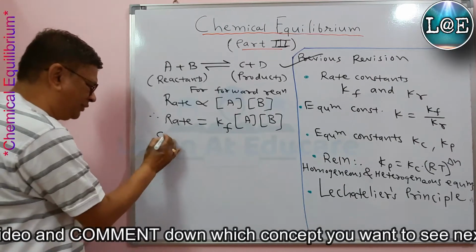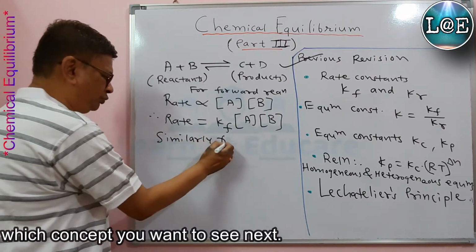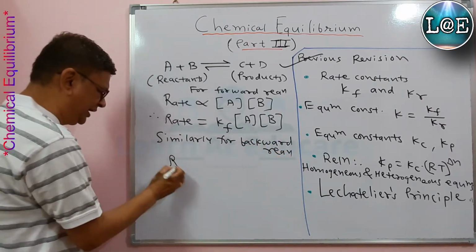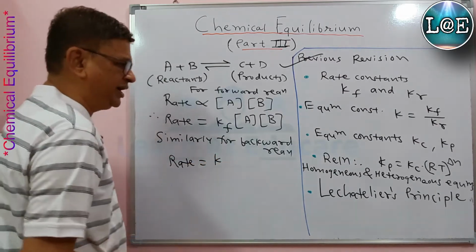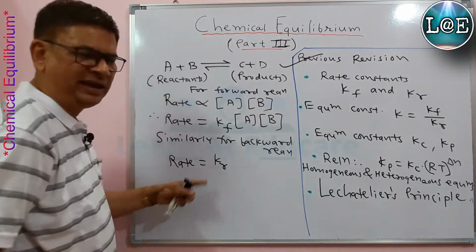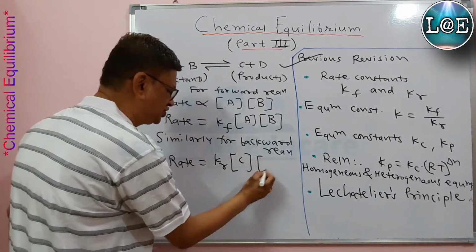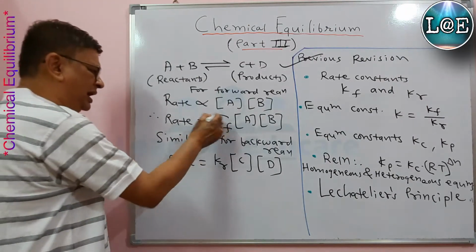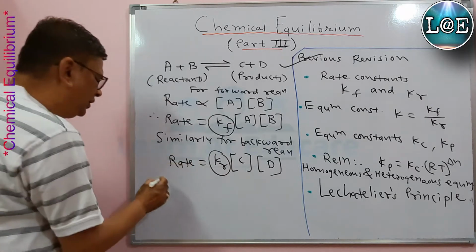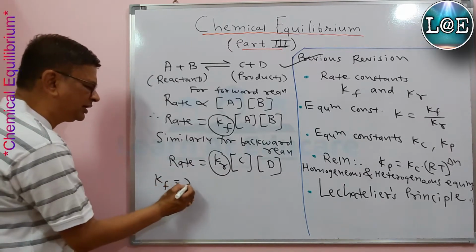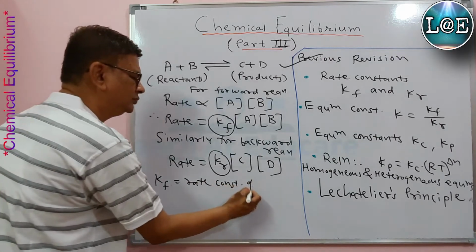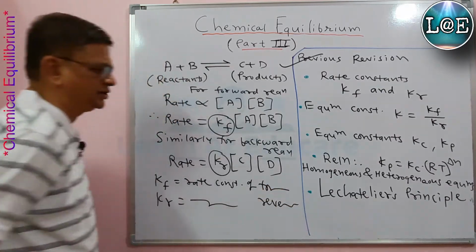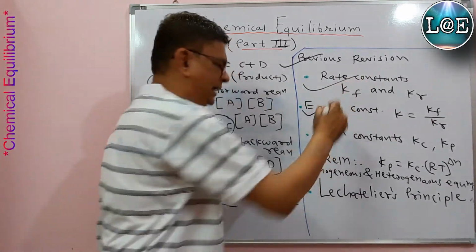Now similarly for the backward or reverse reaction, suppose that the rate constant is denoted by Kr. For the backward reaction, C and D are the reactants, and the rate will be something like this. So these two are the rate constants. Kf is the rate constant of the forward reaction and Kr is the rate constant of the reverse reaction. So that is about the rate constants Kf and Kr.